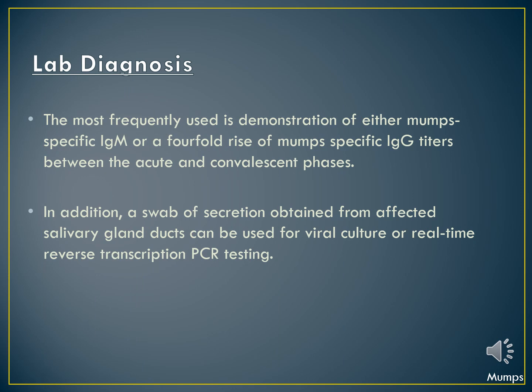Lastly, the lab diagnosis of mumps. Usually mumps can be made easily from a clinical presentation, but the most frequently used diagnostic procedure is demonstration of either mumps-specific IgM or a four-fold rise of mumps-specific IgG titers between the acute and also convalescent phases. In addition, a swab of secretion obtained from parotid or other affected salivary gland ducts, for example like the sublingual gland, can be used for viral culture or real-time reverse transcription PCR testing.